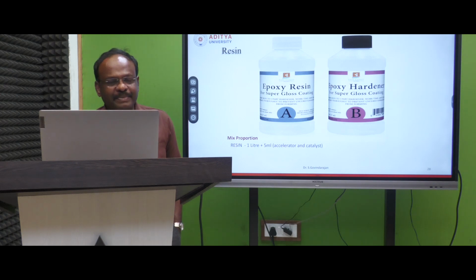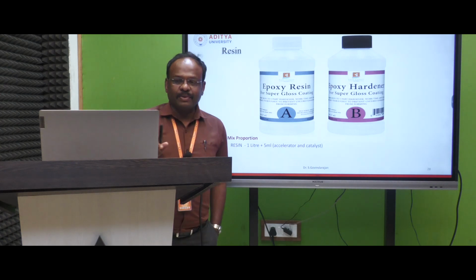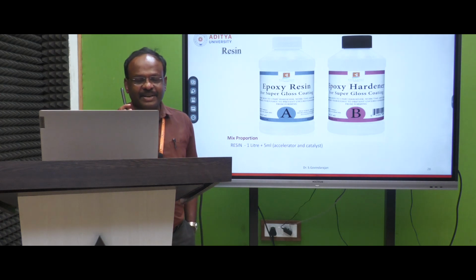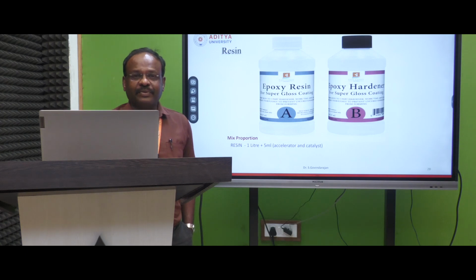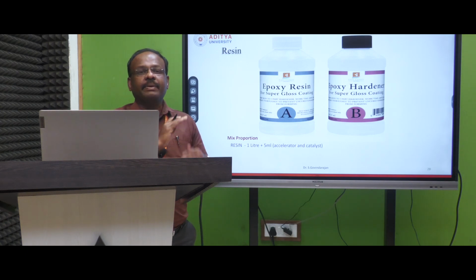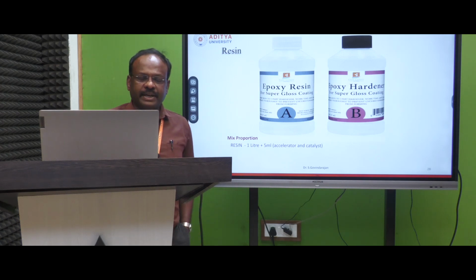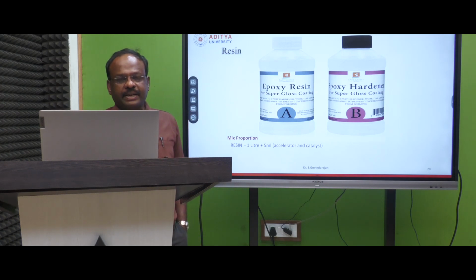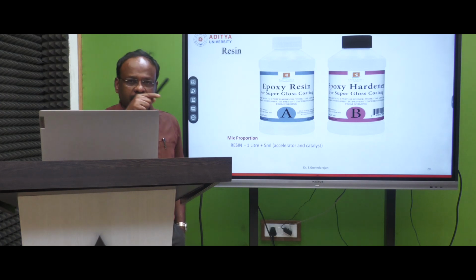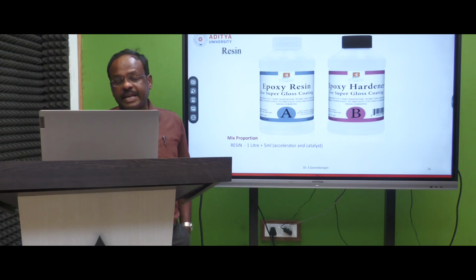Okay, how are we going to mix this epoxy resin? Not only the resin material, a hardener is also added. Only if both are mixed will it go for setting, right? How much quantity should be taken? For the resin material, 1 liter of epoxy resin plus 5 ml of accelerator, that is the hardener, you should include, right? This is the ratio for mixing the resin and hardener material.